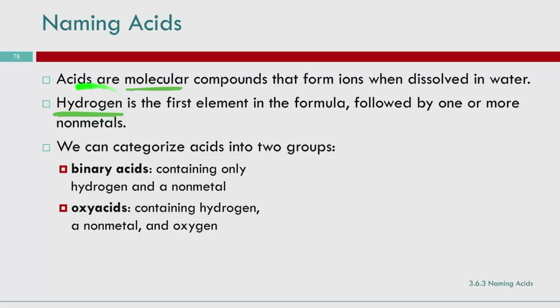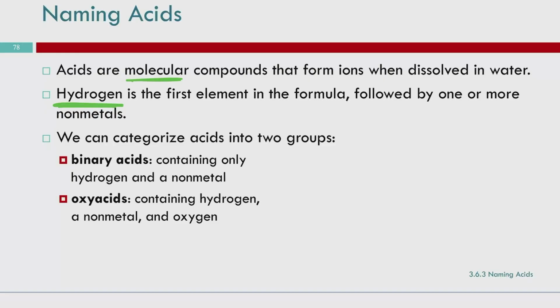So we'll have hydrogen first. We can have more than one hydrogen. It can be H, it could be H2, could be H3. It just depends on what the acid is. And that's going to be followed by one or more nonmetals. It might be a polyatomic group. We can categorize our acids into basic groups, and we've got different naming conventions for those.